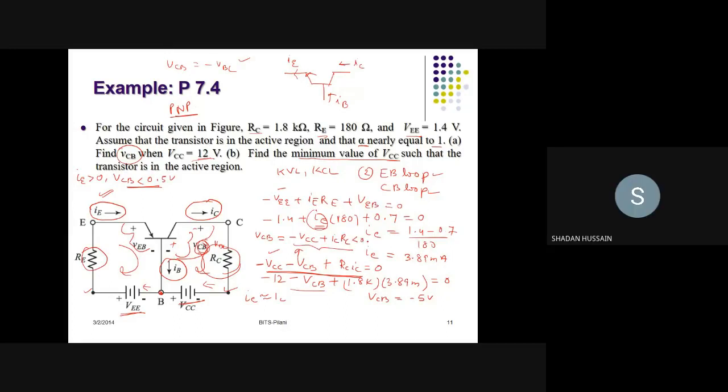And how did we get that VCB is less than 0.5 volt? This is the condition because 0.5 volt is the cut-in voltage of a PN junction if it's a silicon transistor. So if I want any junction to be reverse biased, then you should remember that the junction voltage should be less than the cut-in voltage. And the cut-in voltage value is 0.5 volts.